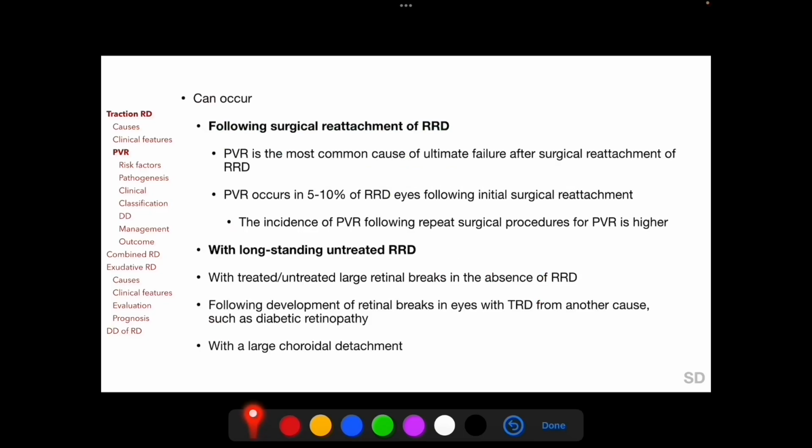The two common scenarios in which proliferative vitreoretinopathy develops are following surgical reattachment of rhegmatogenous retinal detachment and with long-standing untreated rhegmatogenous retinal detachment, and PVR is the most common cause of ultimate failure after surgical reattachment of an RRD, and this is very important to remember. PVR is said to occur in 5 to 10% of RRD eyes following initial surgical reattachment of the RRD.